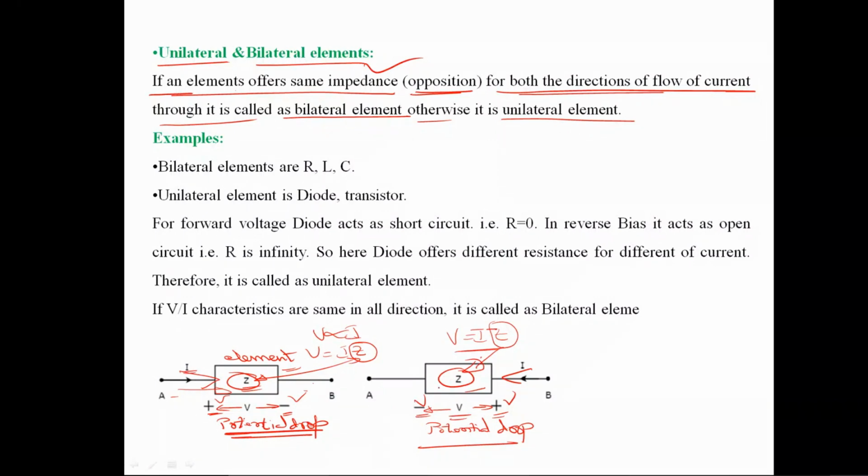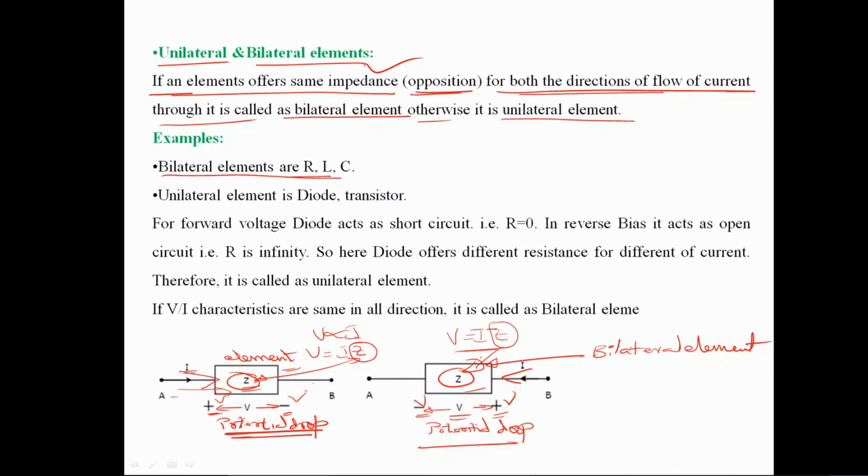So therefore, same impedance Z, therefore it is called a bilateral element. The examples of bilateral elements are R, L, C: resistance, inductance, and capacitance.